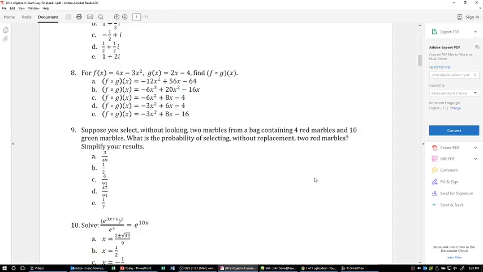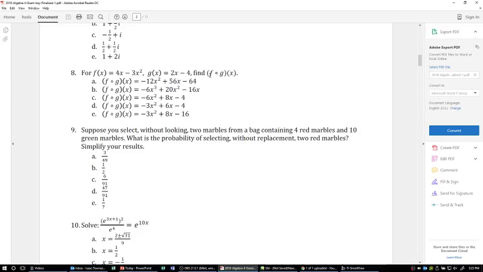Alright, question number 8 gives us two functions, and then it asks us to find f of g of x. This kind of looks like the word fog, so sometimes people may say fog if they don't really know what they're talking about. This is not really an O though. This is the mathematical symbol for composition, and when you're doing a composition, that's when you plug one function into another function.